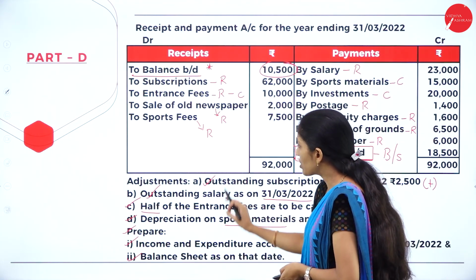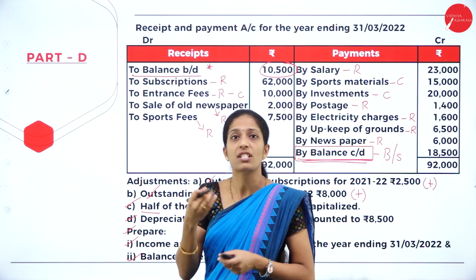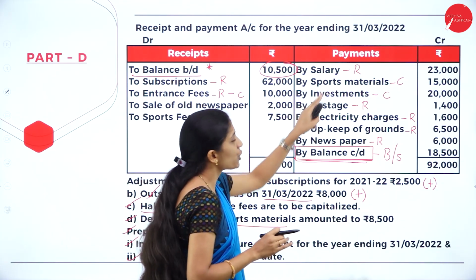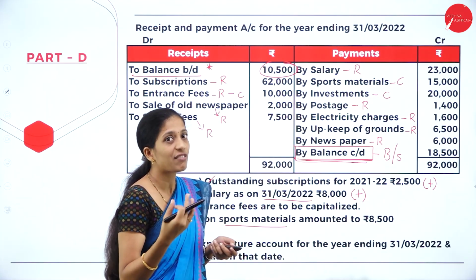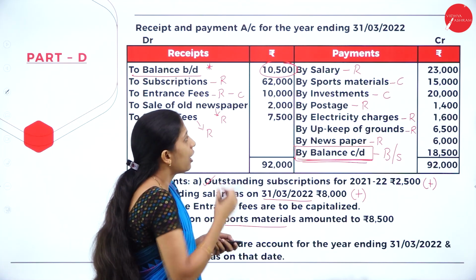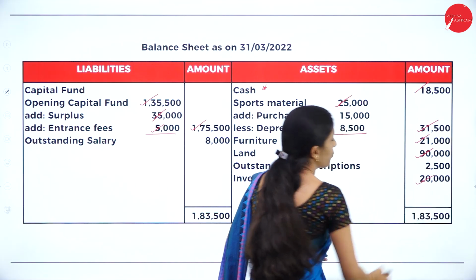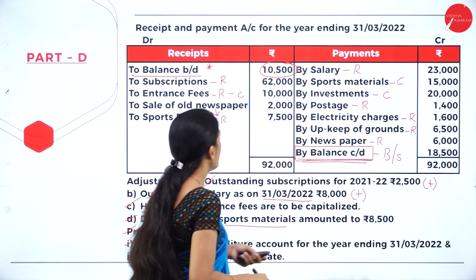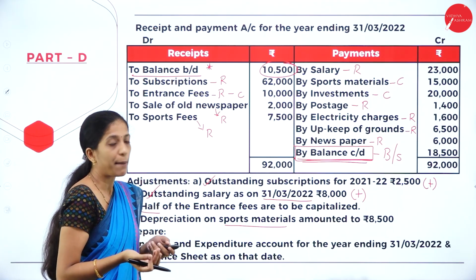Now go through the adjustments, or first go through the receipt and payment account. We have left out certain items as capital items. Which is that? Sports material, we have taken as purchase. Investment, we have not taken. Investment is an asset. How much? 20,000. So take that investment 20,000. Next one, any other capital item? No. Entrance fees we have taken and added to the capital fund.